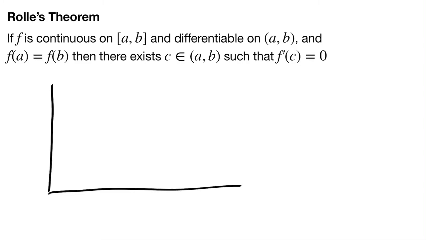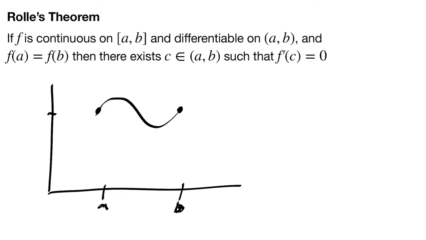If f is continuous on a closed interval and differentiable on an open interval, and f of a equals f of b. So what does this look like in a graph? This means we've got a and b here, and that means that this point, f of a, is equal to this point, f of b. Well, if it's continuous and differentiable, then our graph has to do something like this, or it could do something like this, or it could do something like this.